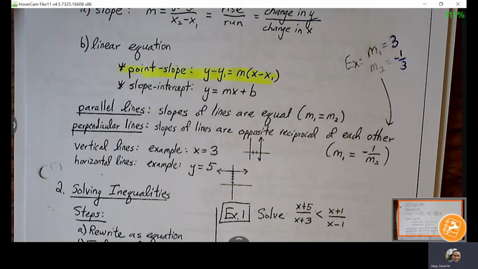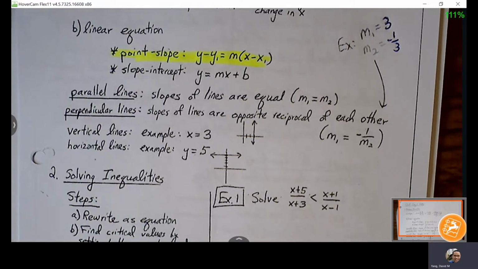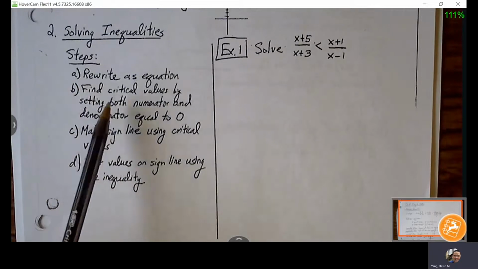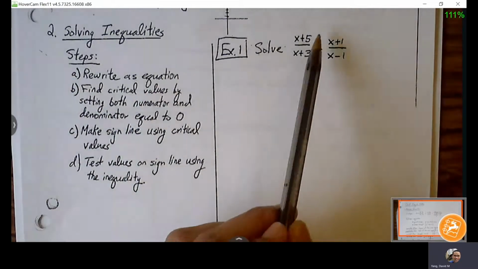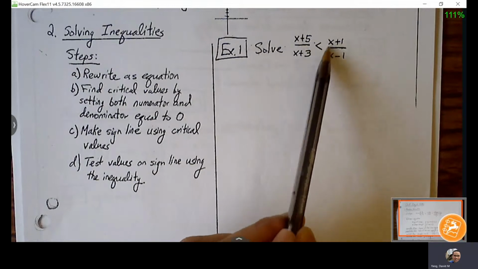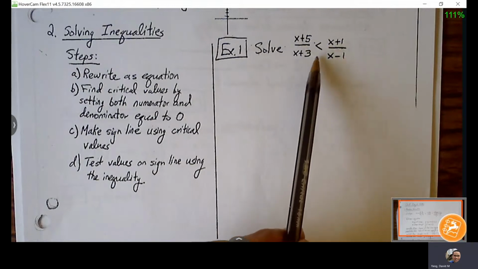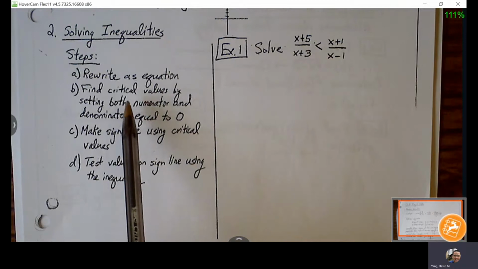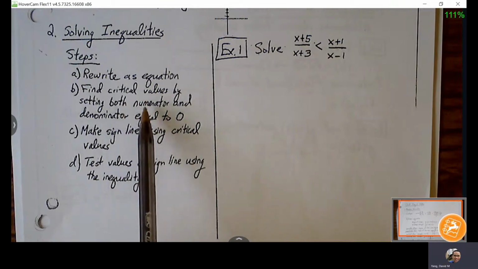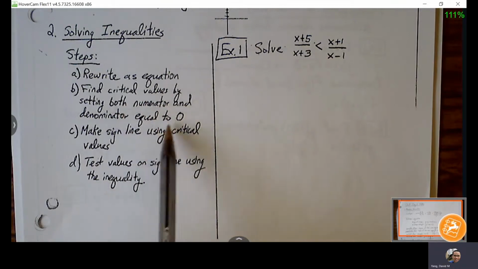All right, let's look at solving inequalities. Let me go through the steps and then we'll go through this example. The first thing we do is rewrite it as an equation. It makes it easier to work with, because our first goal is to find critical values. We find critical values by setting both the numerator and denominator equal to 0. We'll make a sign line using critical values, and then we'll test values on that sign line using the inequality.